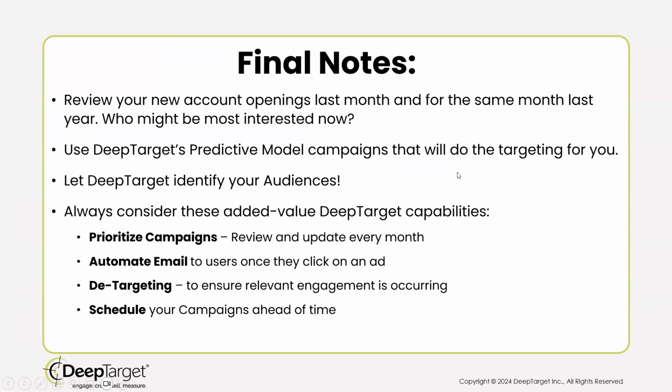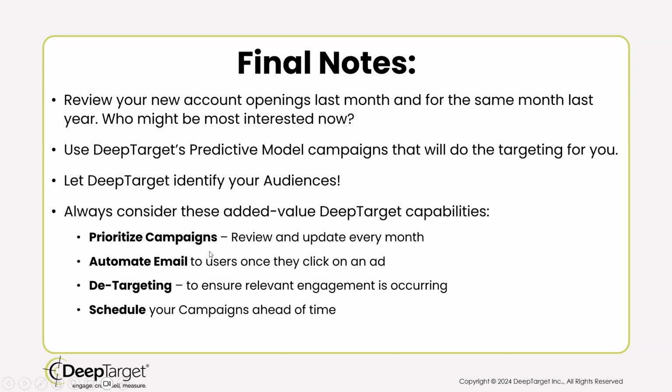Really, really great stuff. And then final notes here this morning. Review new account openings last month and same month last year. Who might be most interested now to guide some of your audience creation or your focus. Use that predictive model like we talked about. Let DeepTarget create those audiences for you. Output those, take those into email and other channels so that you can utilize them directly and have that omni channel type of engagement.